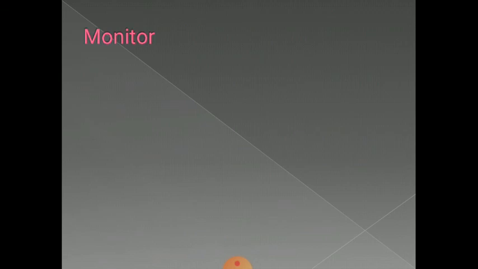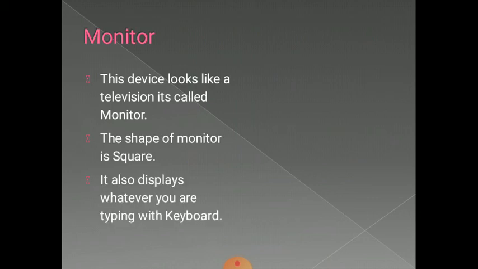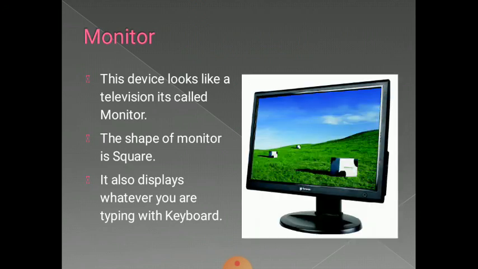Our first component is monitor. This device looks like a television and is called a monitor. The shape of the monitor is square. It displays whatever you are typing with the keyboard. The term monitor is often used synonymously with monitor screen or display. This is the image of our monitor.